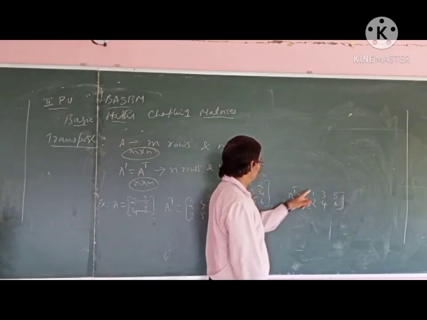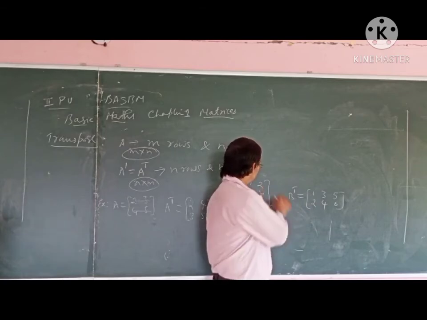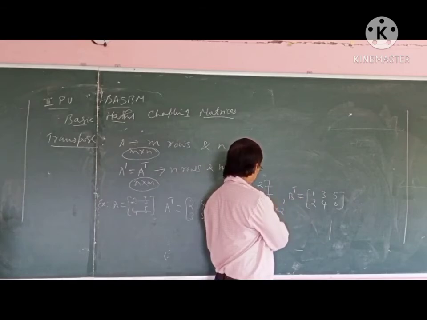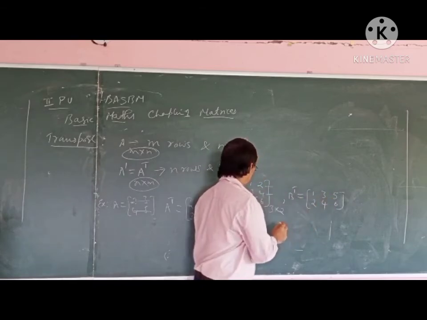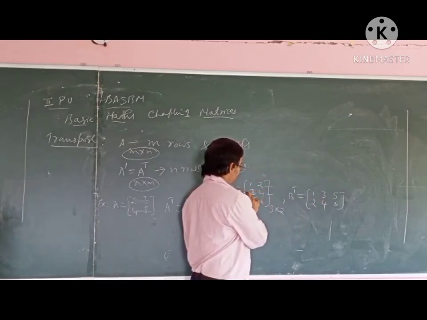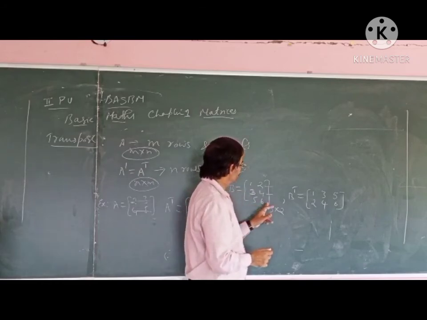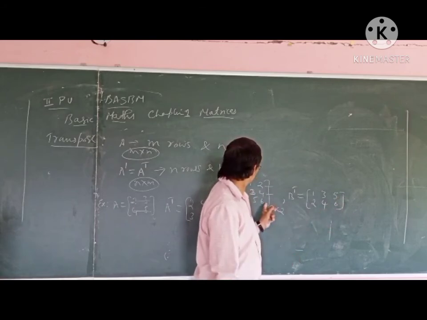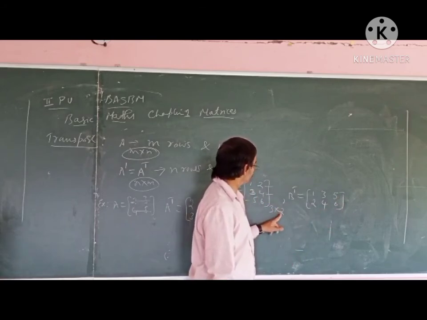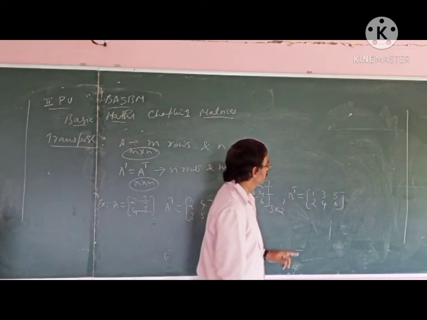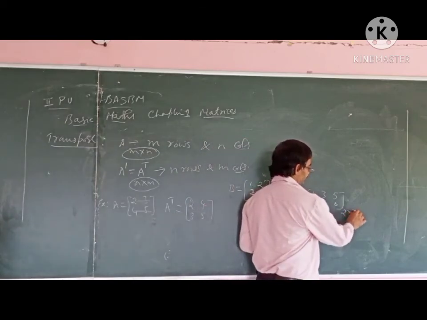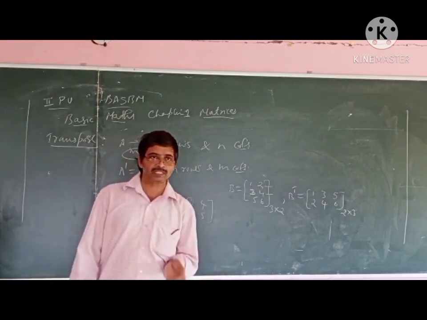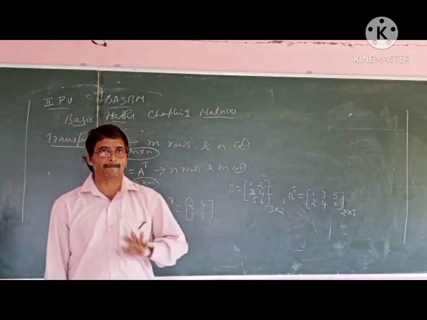So 1, 2, first row, will become first column. 3, 4, second row, will become second column. Last one 5, 6, third row, will become 5, 6 as a third column here. So observe here, this is a 3 cross 2 matrix. What about this? This is a 2 cross 3 matrix. In general, if you transpose, M cross N will become N cross M.